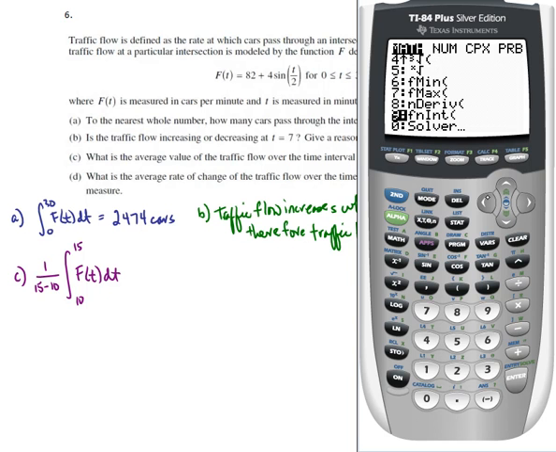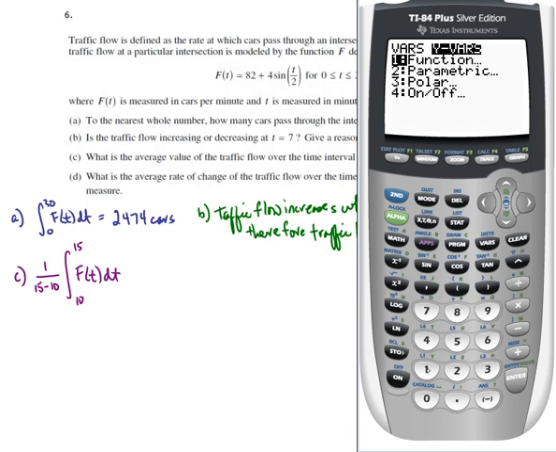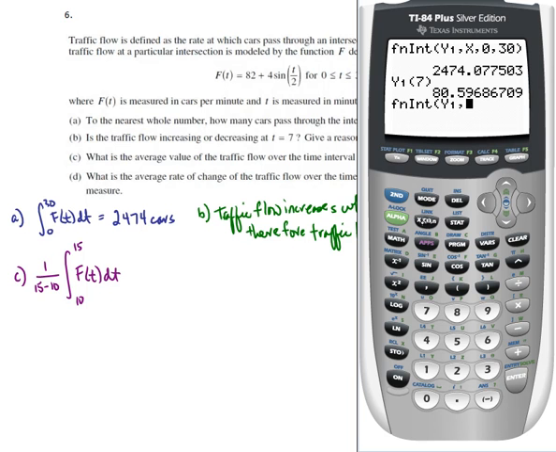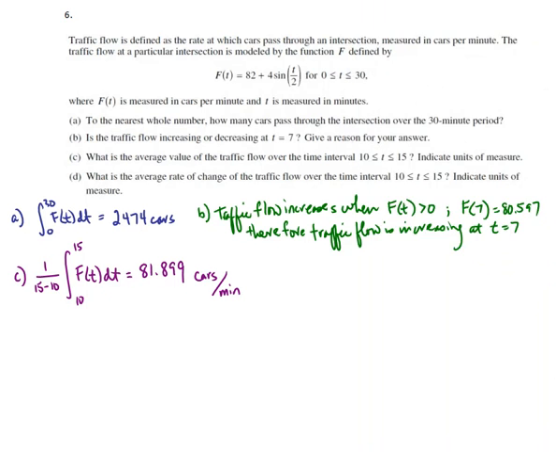Math, fnInt, vars, Y vars, function Y1, comma x from 10 to 15, and then we want to divide that whole thing by 5, which is the width of our interval, and that will be 81.899 cars per minute, which is the average value of traffic flow over the time interval. We'll close down the calculator and go on to the final part there.